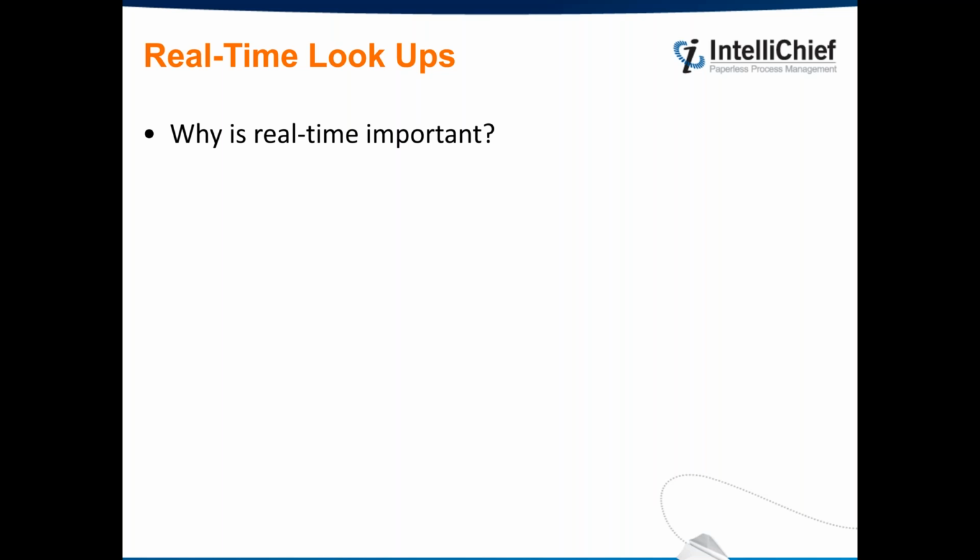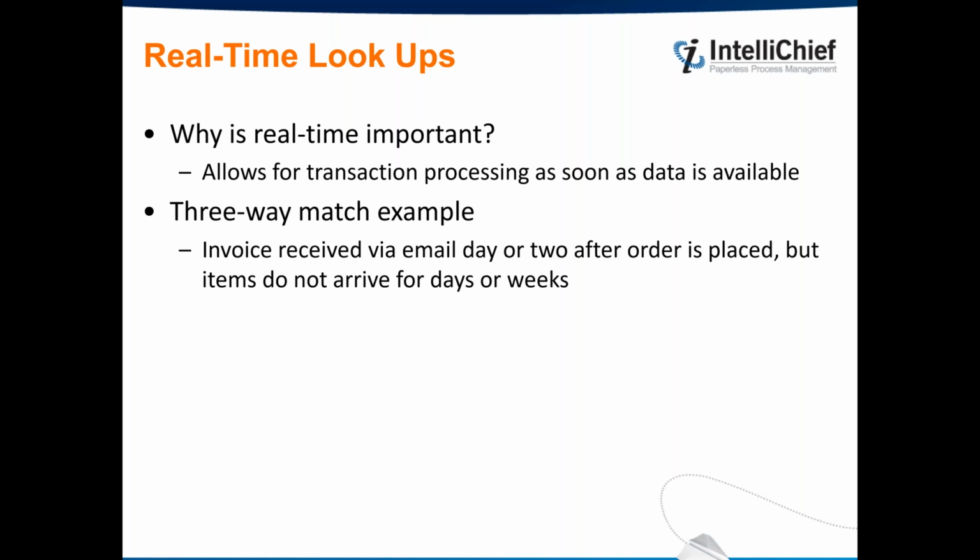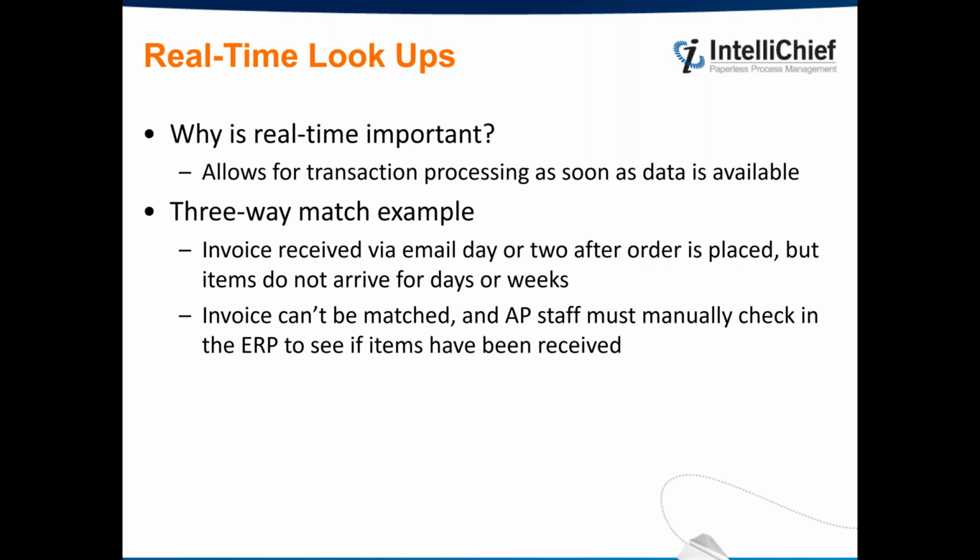So why is real time important? Well, obviously it allows it to happen as soon as the data is available, right? In a three-way match, for example, it's very common that you send your order to the supplier and they automatically send you an invoice, right? So say you receive the invoice immediately, and then a day or two after that nothing has arrived. Well, the invoice can't be matched, and so we don't want somebody to have to continue to go in and find out when the stuff is received before attempting the match. Well, the real-time system allows you to effectively check and ensure.